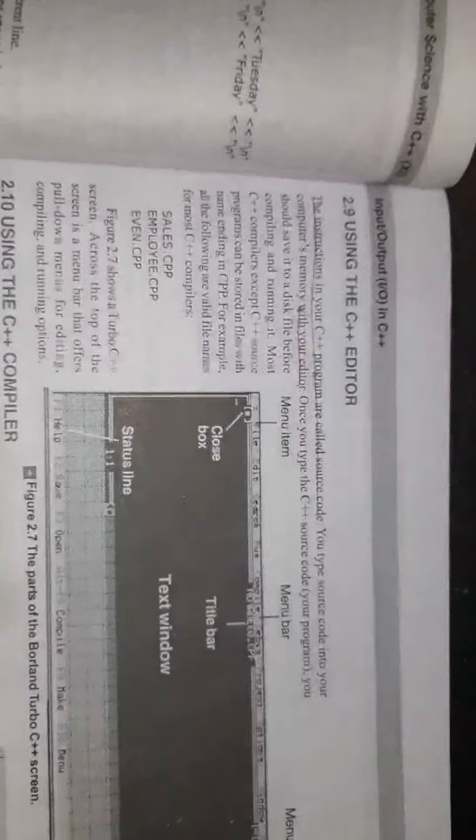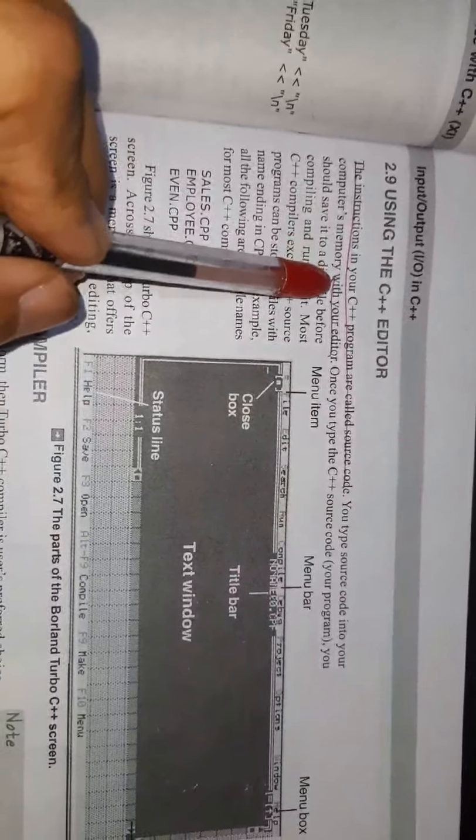So using the C++ editor. Okay, the instructions in your C++ programs are called source code, like I have said before. You can also call it a source file. That is the C++ program that is written in the text editor. So you type the source program into your computer memory with your editor.